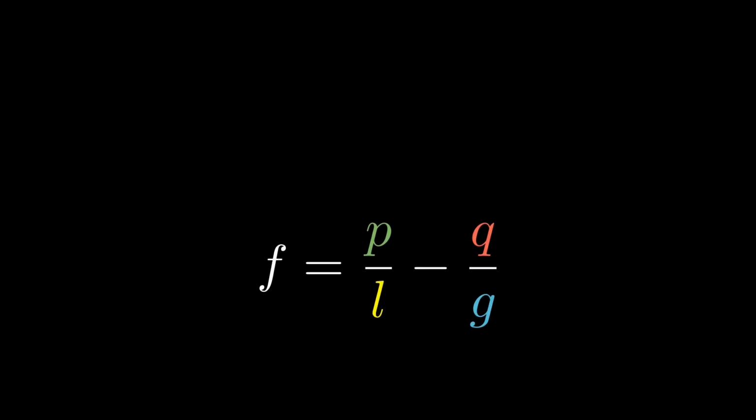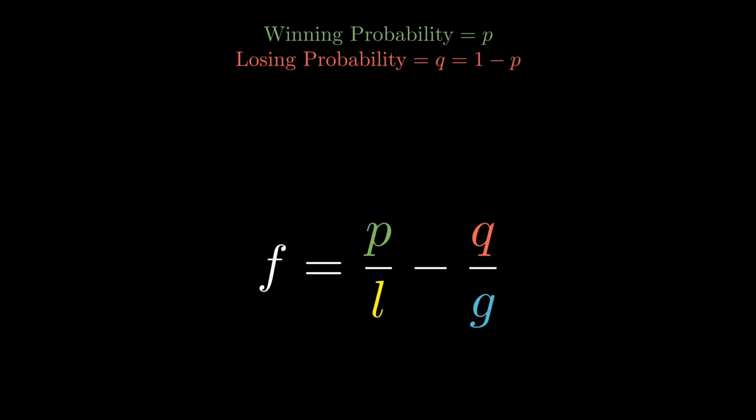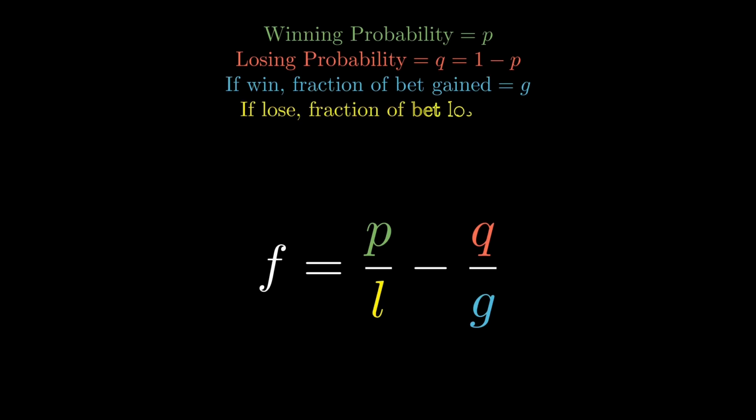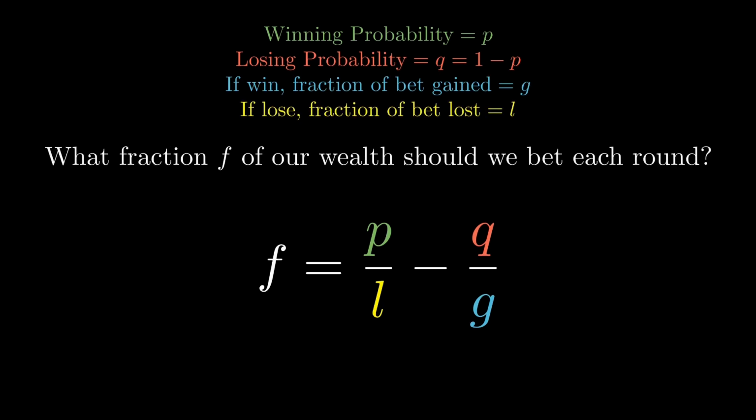In level 1, we explained the basic Kelly Criterion formula to help us make the smartest bet in a casino. Suppose there's a game with a winning probability P and a losing probability Q, which equals 1 minus P. If we win, we gain a fraction G of our bet. If we lose, we lose a fraction L of our bet. What fraction F of our wealth do we bet to maximize our return?